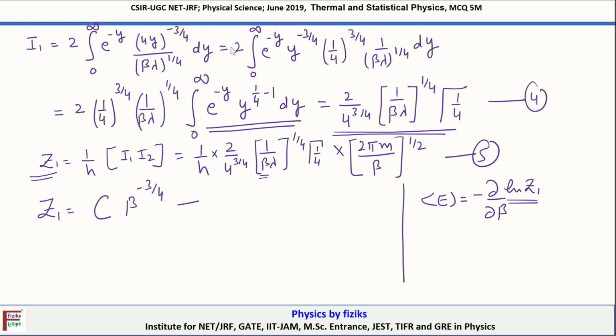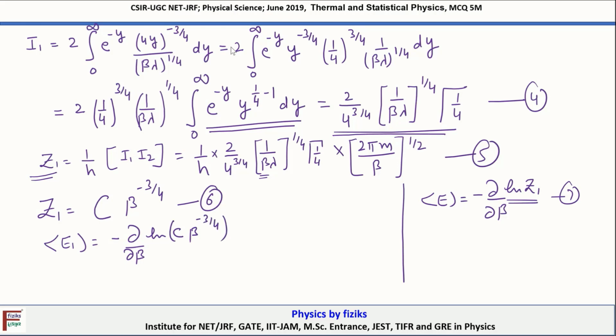Now our job is almost done here, so let me call this equation 6. Now by making use of this definition, that is equation 7 here, which allows us to determine the average energy. By making use of equations 6 and 7, the average energy per oscillator is given by E1 equal to minus the derivative with respect to beta of ln Z. So that is equal to minus the derivative with respect to beta of ln of C beta power minus 3 by 4.